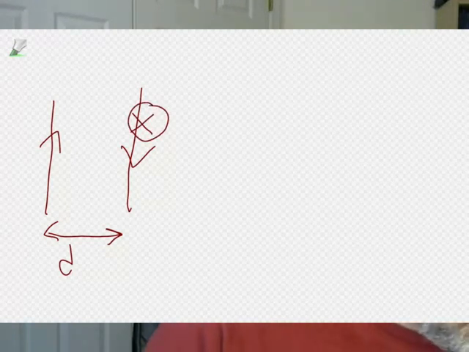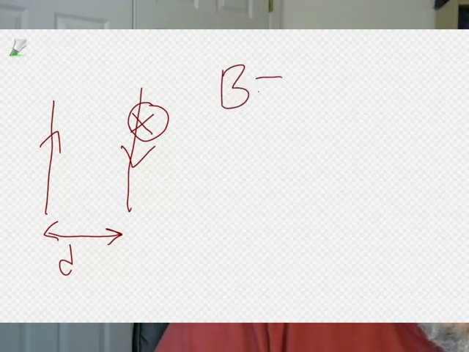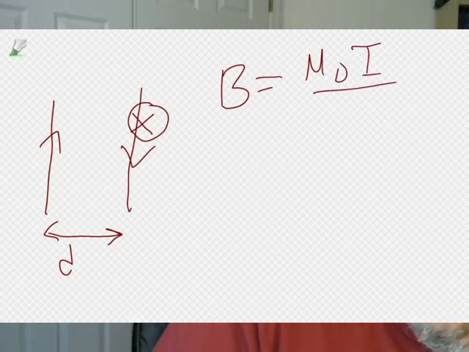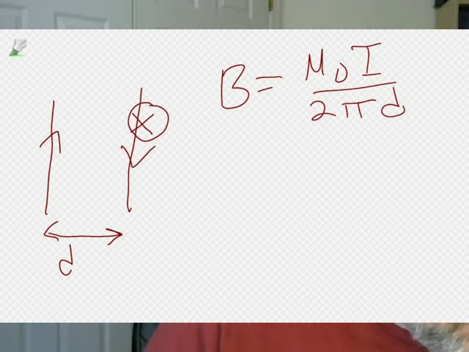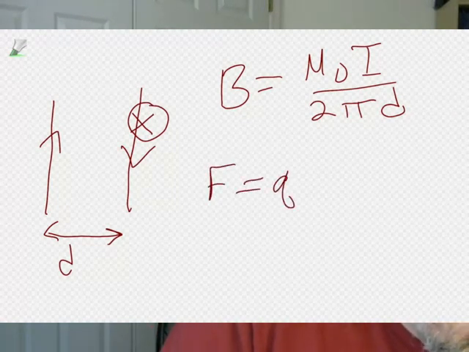We did that before. What's more, we know that that magnetic field is going to equal mu naught I over 2 pi d, because that was the equation I gave you for the magnitude of the magnetic field around a wire.